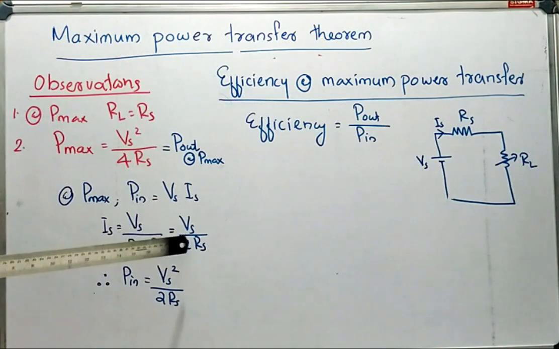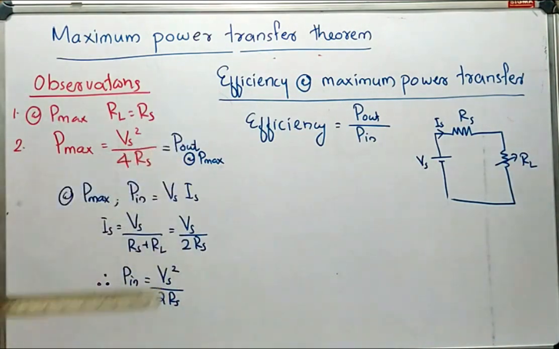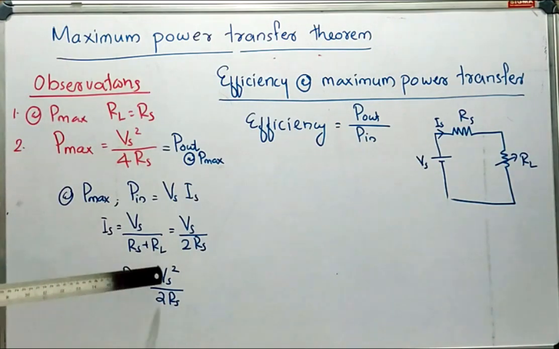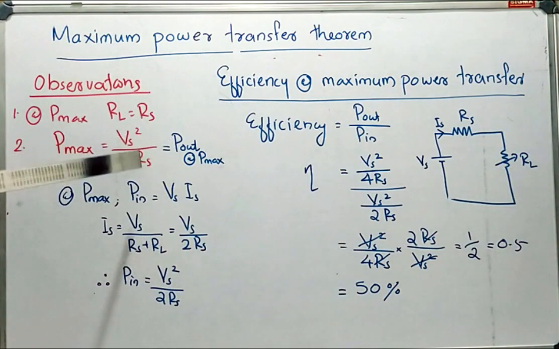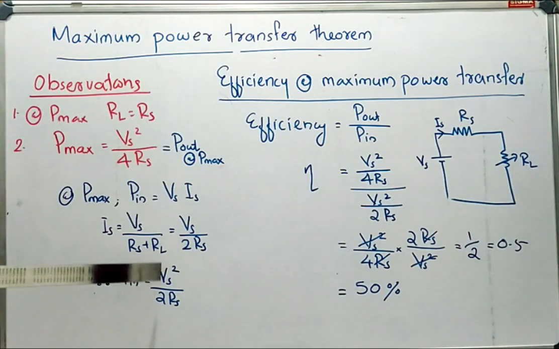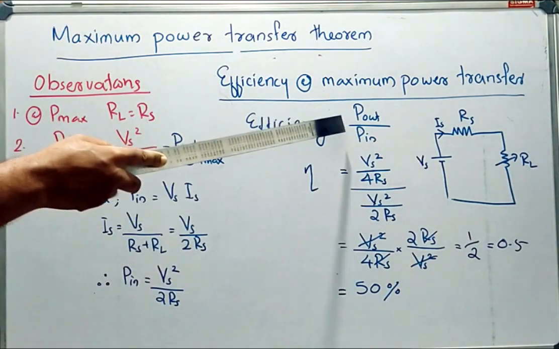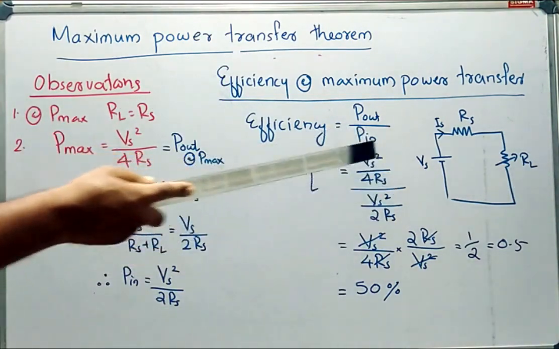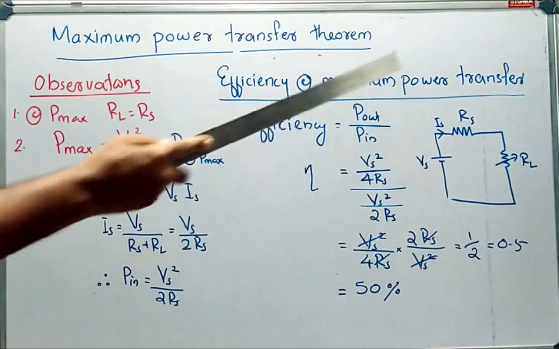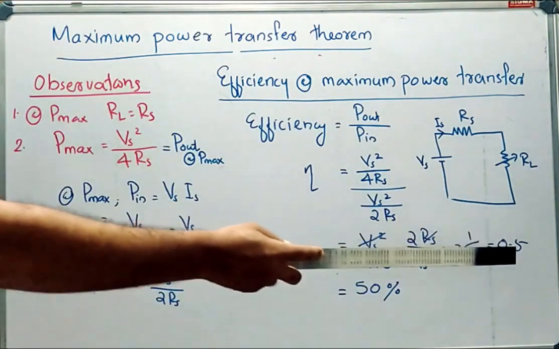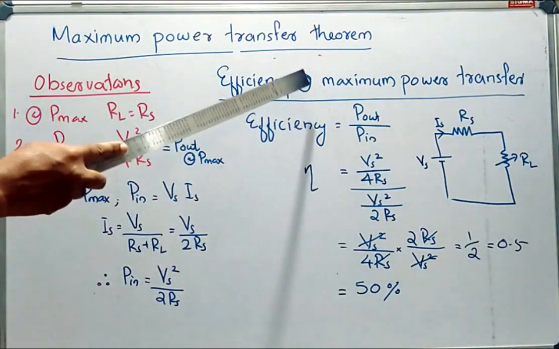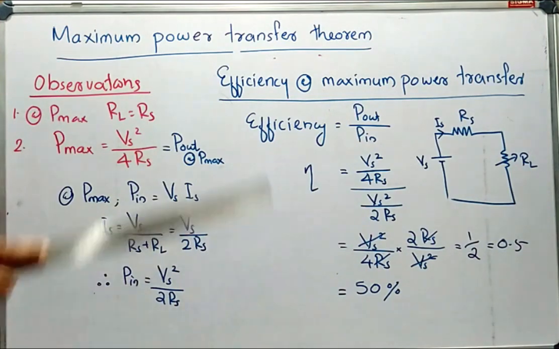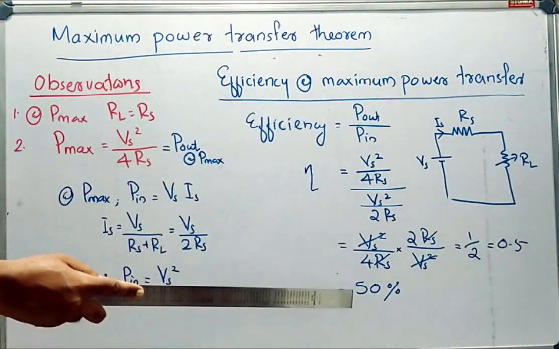Substituting Is as Vs divided by 2Rs in this equation, we can obtain input power as Vs square divided by 2Rs. Now we can substitute the value of Pout as Vs square divided by 4Rs and Pin as Vs square divided by 2Rs in this equation. After simplifying, we can obtain the efficiency at maximum power transfer condition as 0.5, that is 50%. So in a DC circuit, under maximum power transfer condition, the efficiency is only 50%.